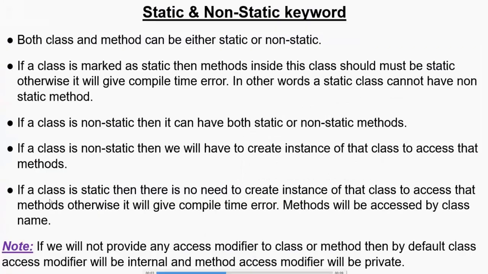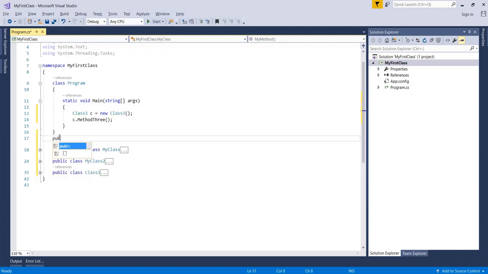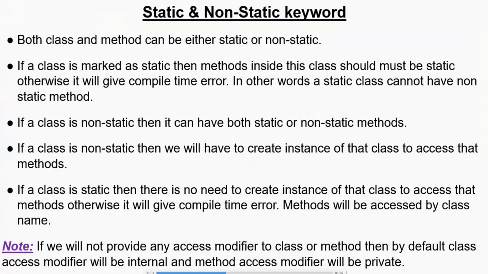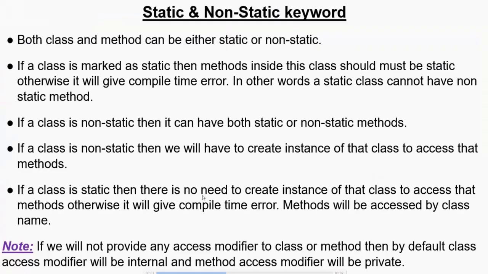Okay, now if a class is static, so create another class which will be static here. Public static class, with the reserved keyword class, and then the name of the class, I will give Class4. If a class is static, then there is no need to create an instance of that class to access that method.